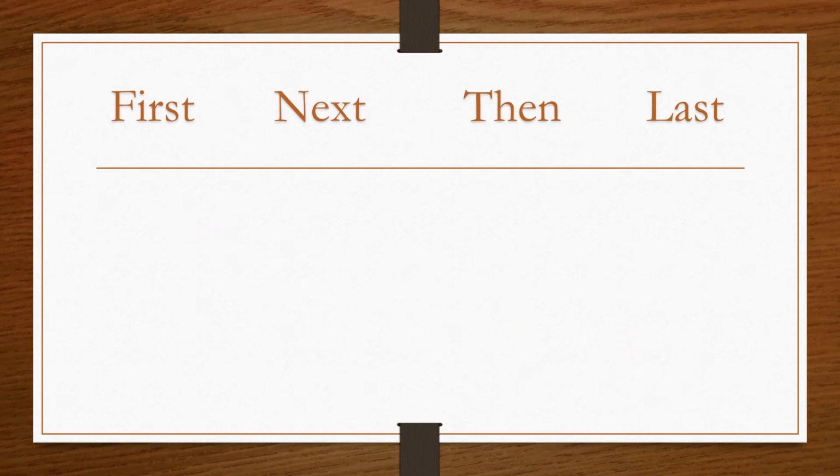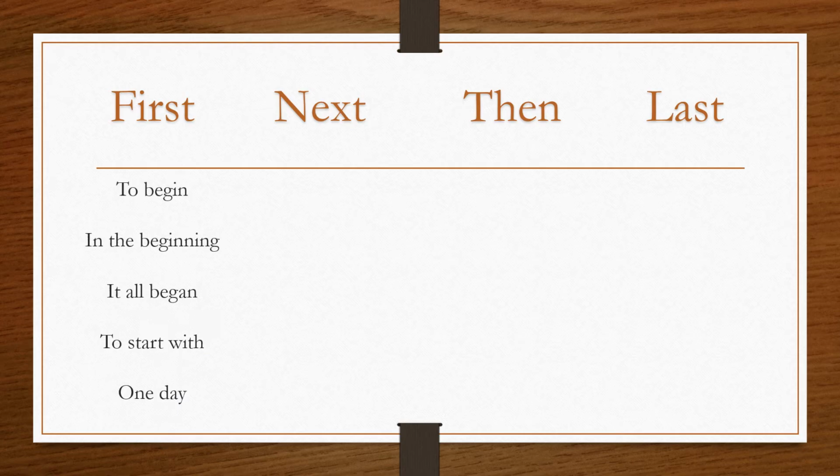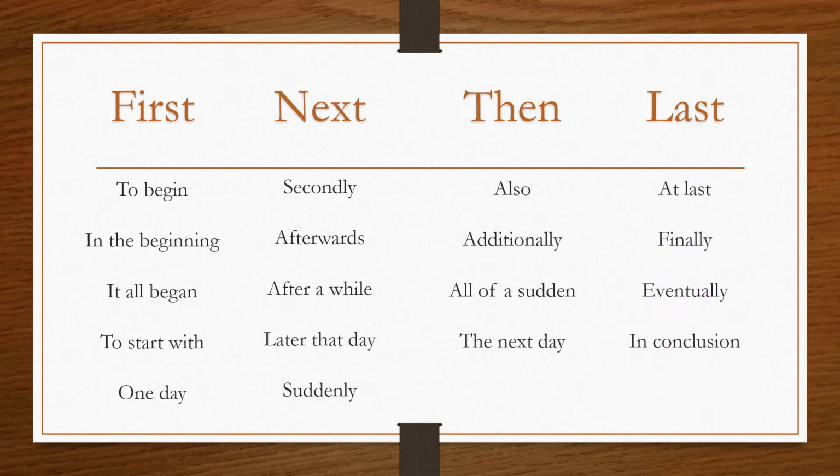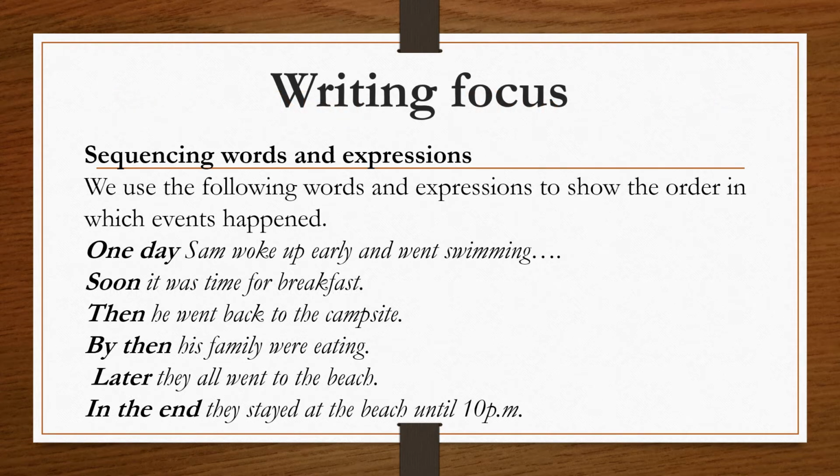These are some words that we can use to replace first. These are some words we can use to replace next. We can use these words to replace then. Or these words to replace last. Ini adalah sebahagian perkataan yang boleh kita guna untuk ganti first, next, then, dan last. Today, we will focus on sequencing words written in the past tense book. Hari ini, kita akan fokus kepada sequencing words yang ada dalam buku past.